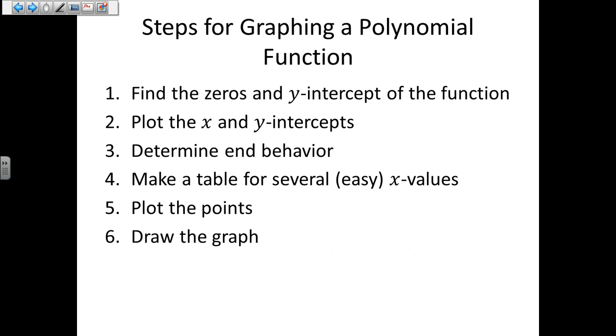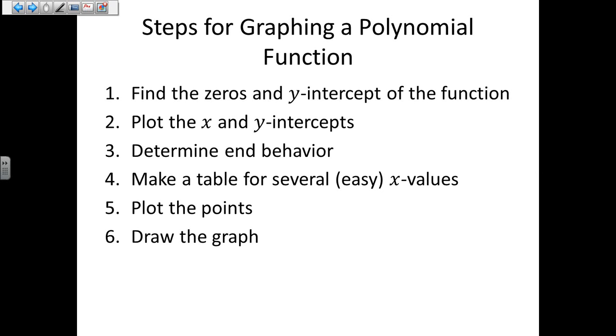Now let's talk about some steps for graphing a polynomial. Sometimes it's nice to find the zeros, and we've spent some time figuring out how to factor and find the zeros for polynomials. So finding the zeros is another way of saying finding the x-coordinates, the x-intercepts. And finding the y-intercept of a polynomial in standard form is really easy. It's that constant number at the end. If there's no constant number at the end, your y-intercept is 0.